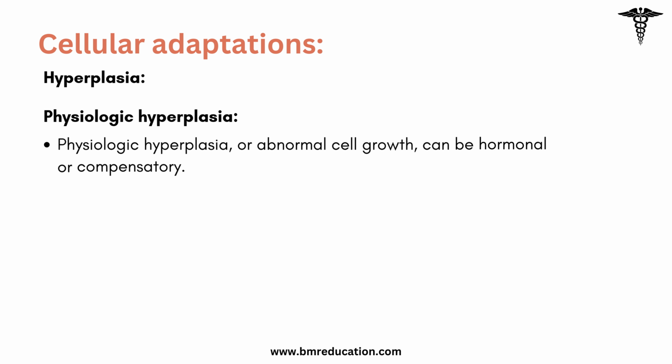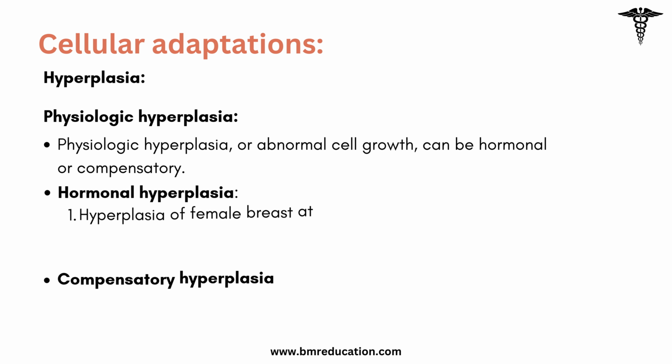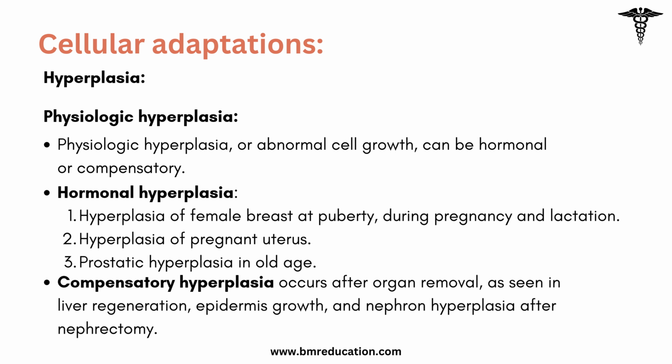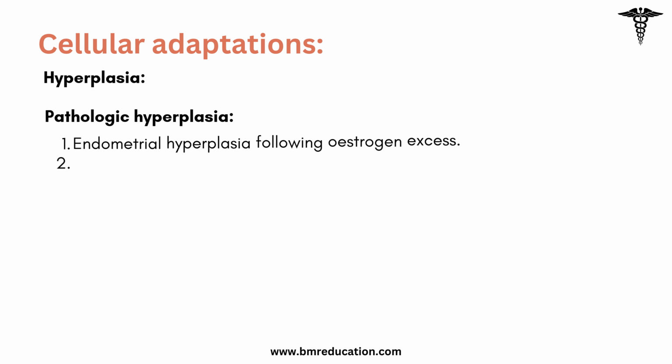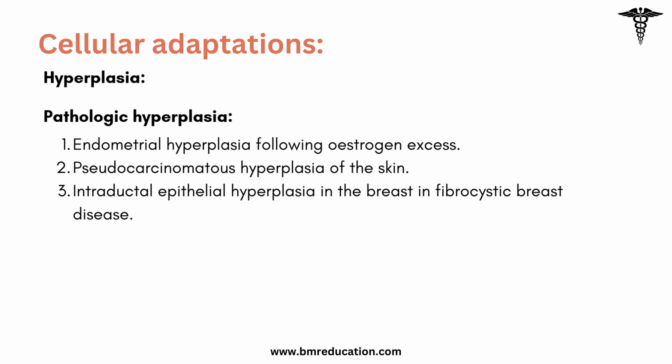Physiologic hyperplasia or abnormal cell growth can be hormonal or compensatory. These are some examples of hormonal and compensatory hyperplasia. And these are some examples of pathologic hyperplasia.